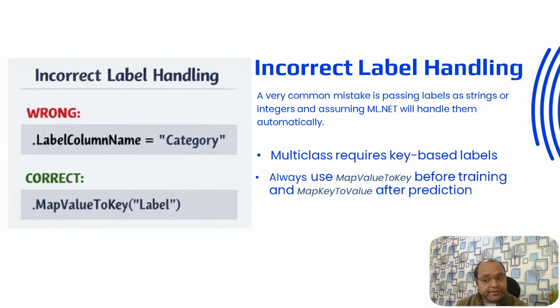But in multi-class classification, we have to choose differently. Multi-class classification requires key-based labeling. We need to provide key-based labeling while training our model, and while predicting, we map key to value. Let's understand in a simple way: first you need to map value to key before training, and after training you need to map key to value, so that it is utilized for the prediction. This is one of the bigger problems that happens in multi-class classification if you don't change your mindset.